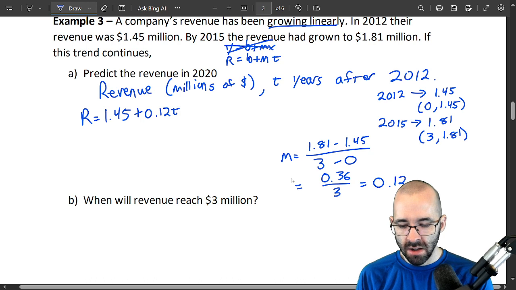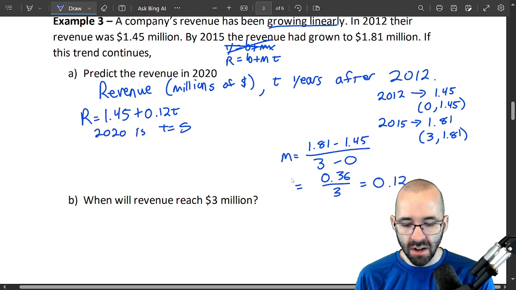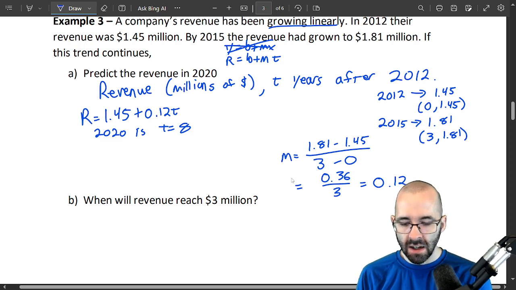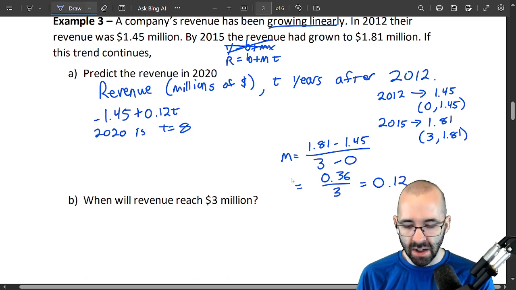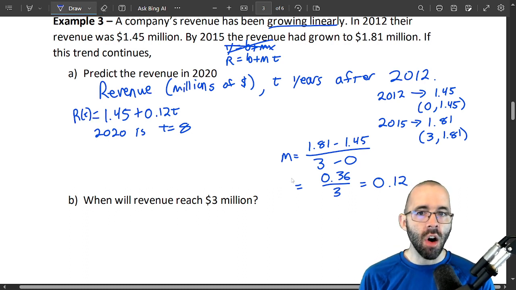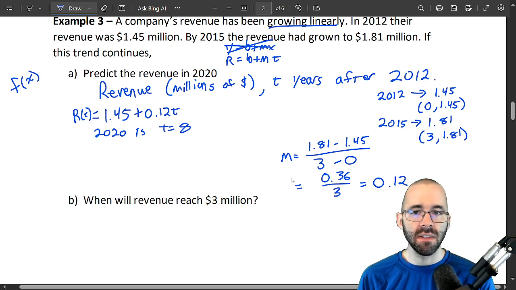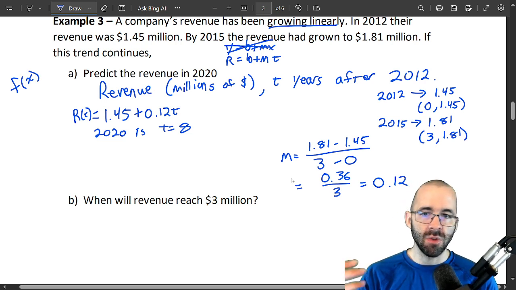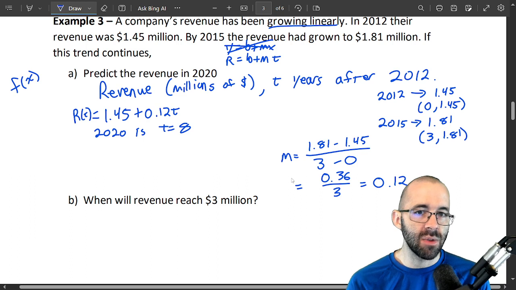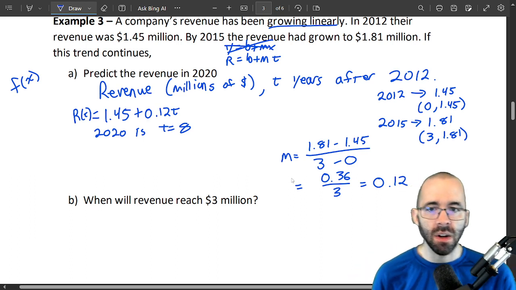So 2020, that's 8 years after our start. This t is going to be 8. And again, if we wanted to, and I will do it this way to get some practice, writing this in function notation, revenue is a function of t. We could write r of t. This is the same way that we write f of x. Just our function now is revenue. Our input is now t. So r of t could work.